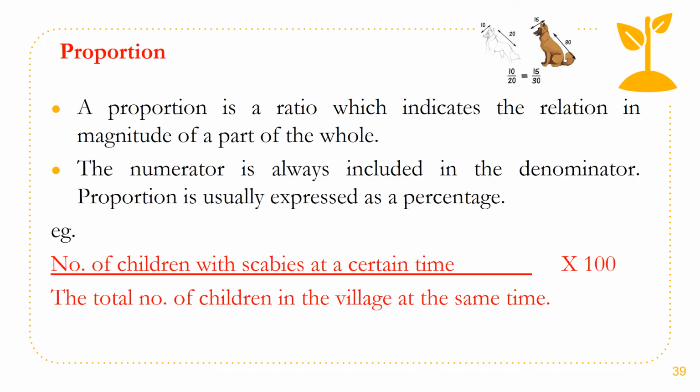Coming to the proportion: a proportion is a ratio which indicates the relation in magnitude of a part to the whole. The numerator is always included in the denominator. Proportion is usually expressed as a percentage, so here the multiplier is fixed, that is 100. Number of children with scabies at a certain time divided by total number of children in the village at the same time, into 100, because you are going to calculate the percentage.